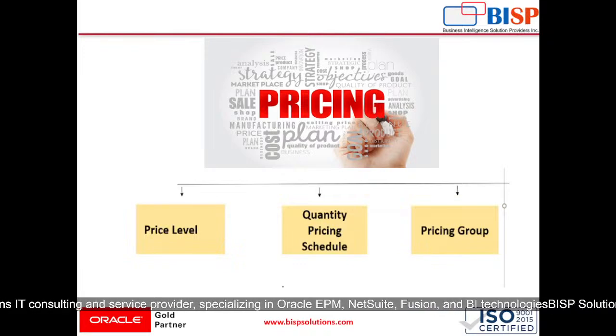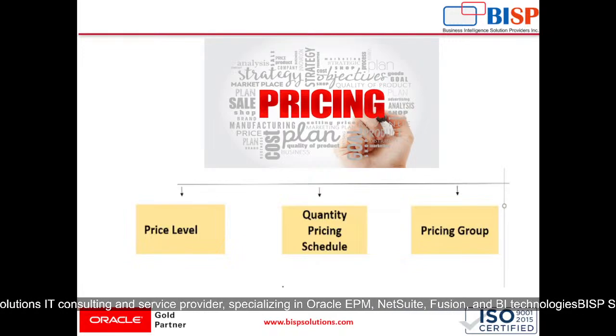Then quantity pricing means volume pricing. Discounts can be offered based on the quantity of items purchased. This encourages customers to buy in larger quantities. For example, buying 1 to 10 units may have a standard price, while buying 11 to 20 units may offer a discounted price.